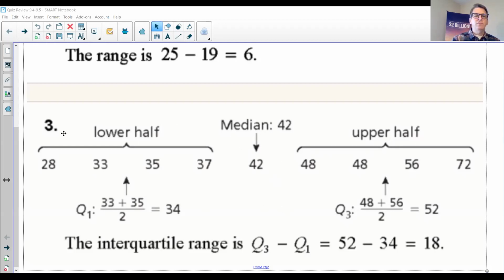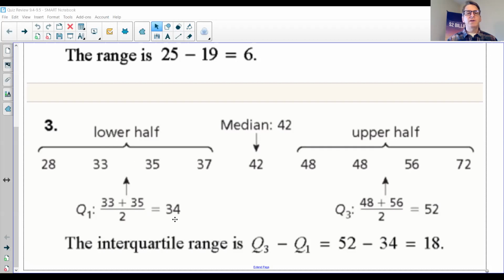So we have what is called the lower half and the upper half. The lower half consists of these 4 numbers: 28, 33, 35, and 37. The upper half consists of 48, 48, 56, and 72. Then we repeat that over again. We find the median of the lower half to be 34, the average of 33 and 35. And we find the median of the upper half, between 48 and 56, which is 52.